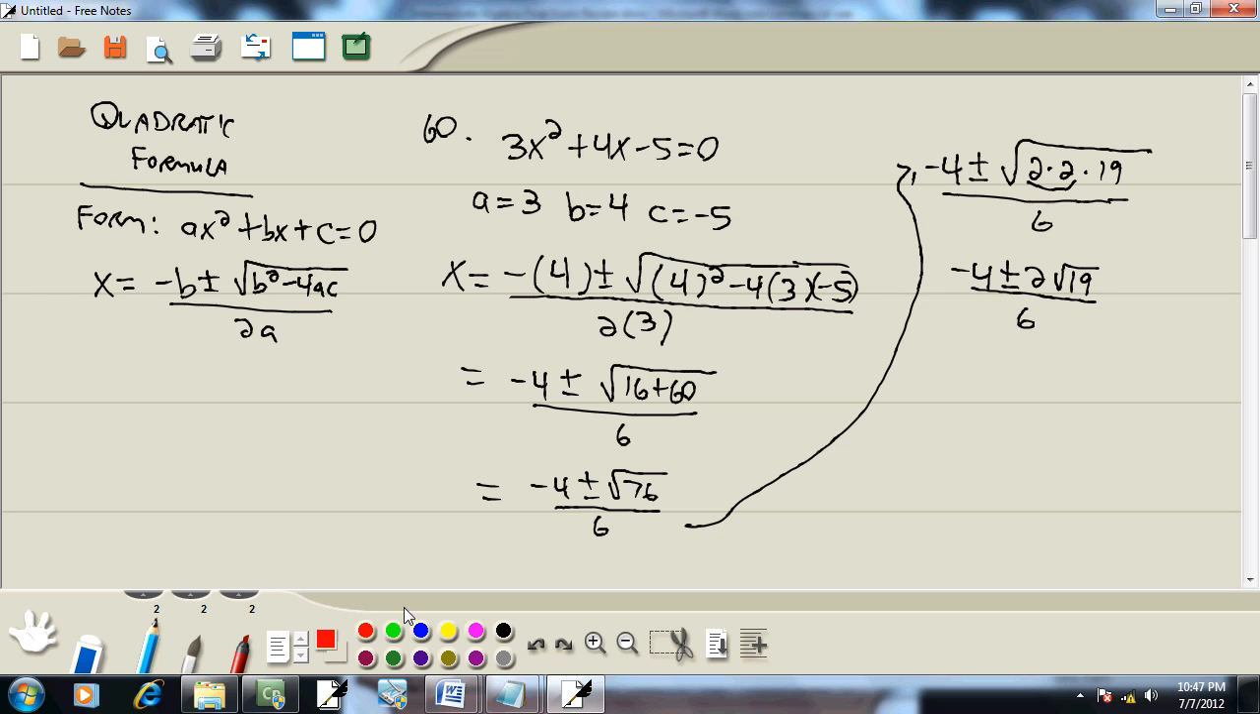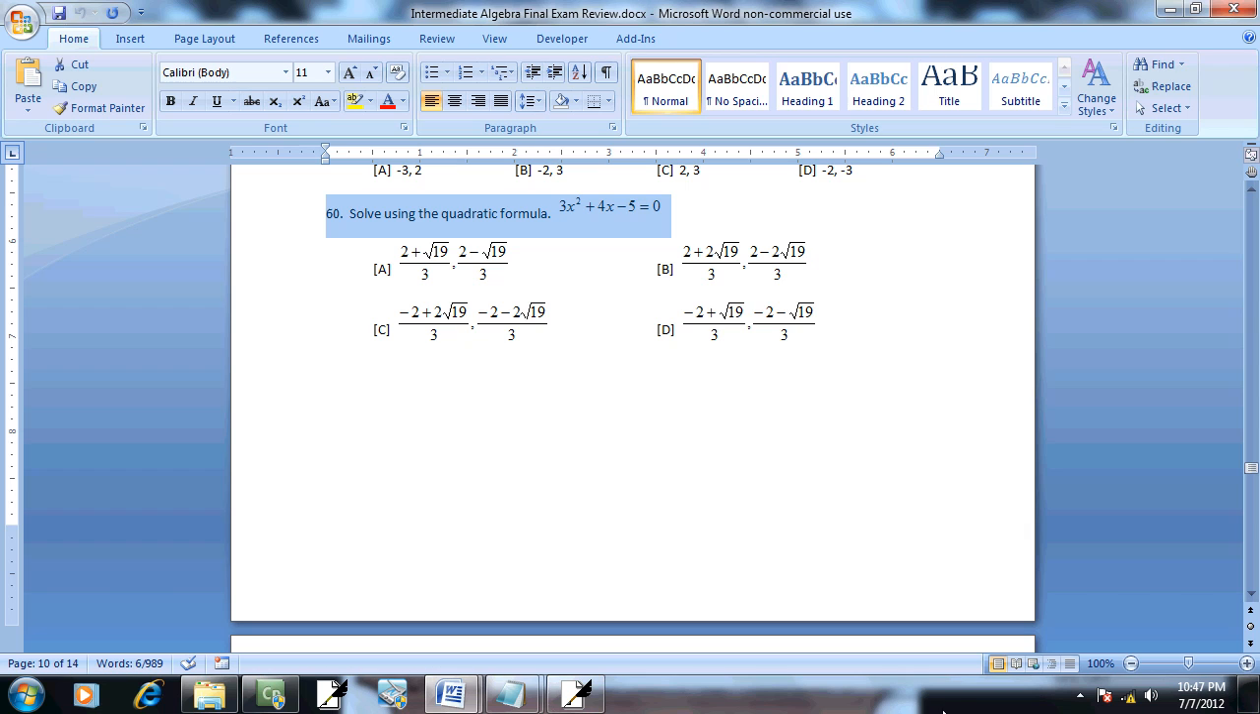This should have some kind of name, like the 3-number rule or something. But if you can divide this number and this number by the same number, do so. And they're all divisible by 2. So that gives us negative 2 plus or minus 1 square root of 19 over 3, which gives us negative 2 plus or minus square root of 19 over 3. They split them into 2 separate pieces, but same idea.